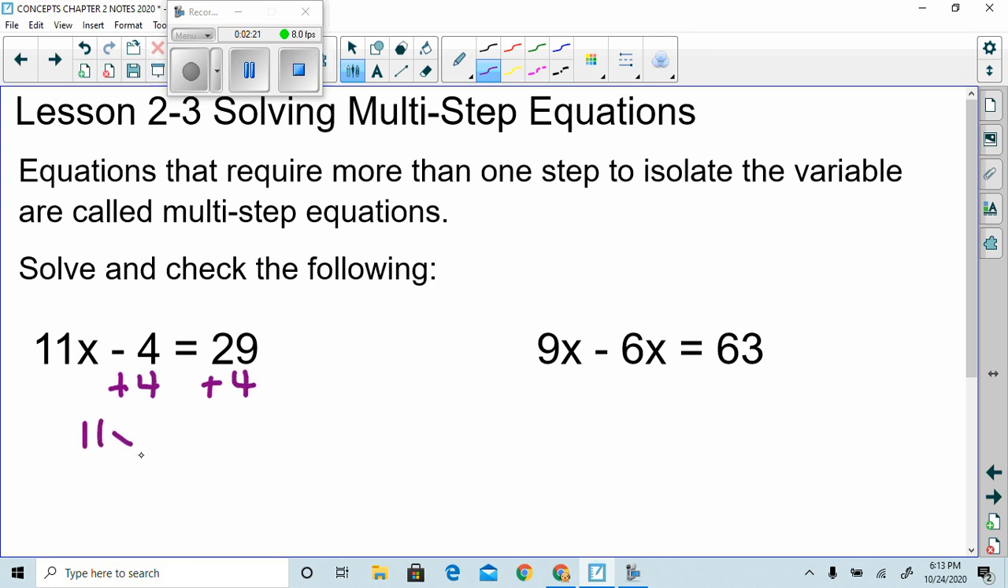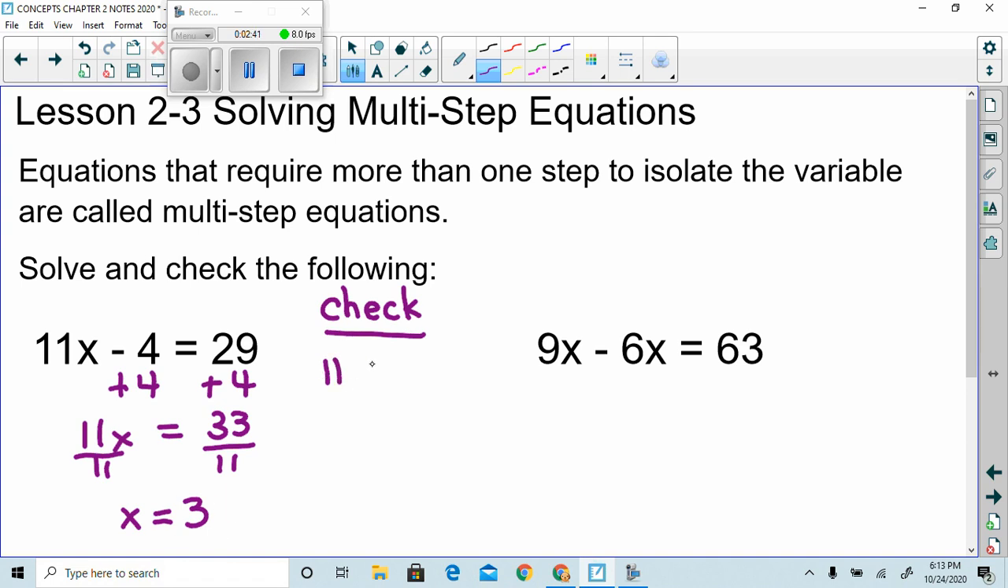I have 11x is equal to 33. We'll divide. We'll get x is equal to 3. I find it important to do the check from time to time, and sometimes it will be required. So let's look at the check. You take the value that you found and replace it into the original equation for the variable. You then do the math. This says 33 minus 4. That equals 29. It checks.